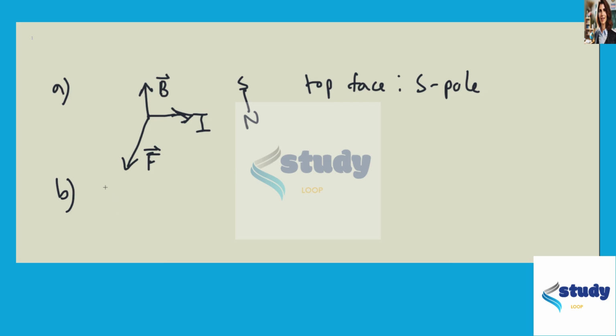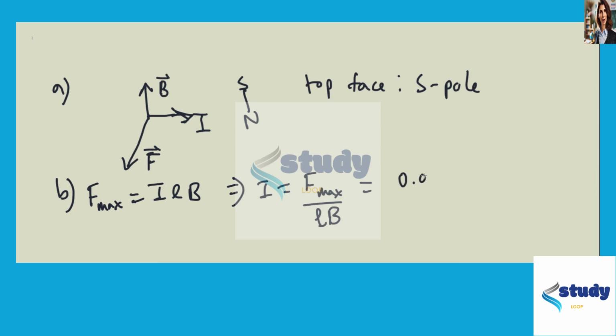Okay, and in part B, we know that the maximum force is current times length times magnetic field strength, times sine 90, which is 1. So current is maximum force over length times magnetic field strength. So this is 0.085 newtons over 0.1 meters as the length times 0.22 Tesla as the magnetic field strength, giving us 3.86 amperes for current.